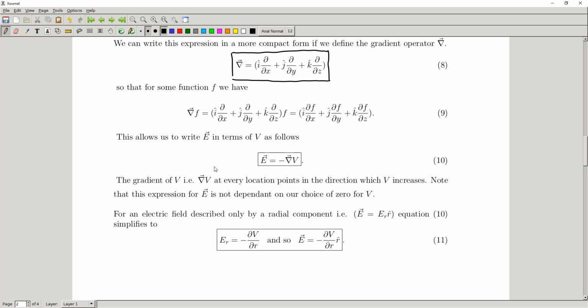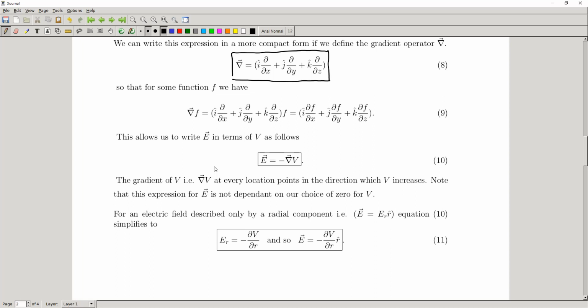We also want to note that this expression for E does not depend on our choice of 0 for V. We could choose V equals 0 anywhere, and it just changes all the values of our V everywhere. So the whole scalar field just jumps up or down in value depending on where we place our 0. And so the gradient still points in the same direction because all the points have been shifted. So it's totally independent of our choice of 0 for V.